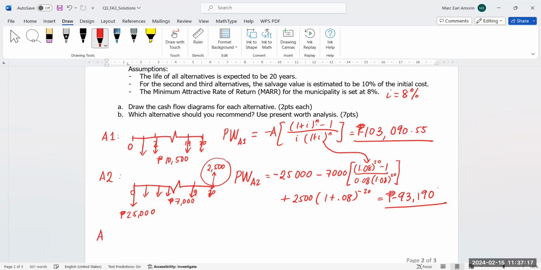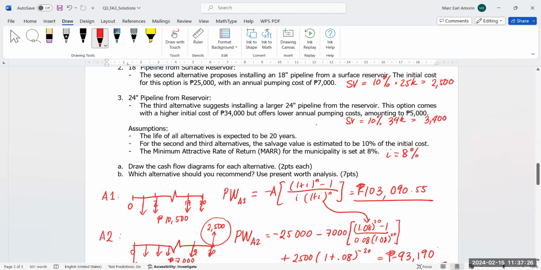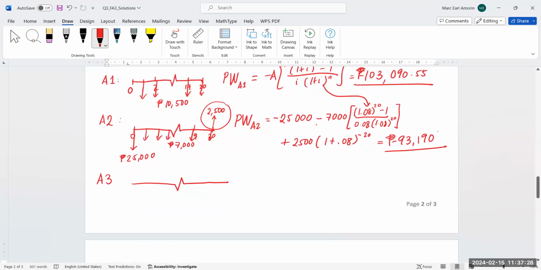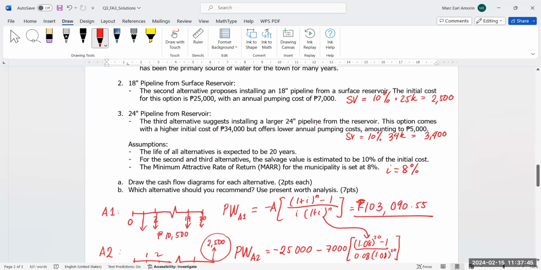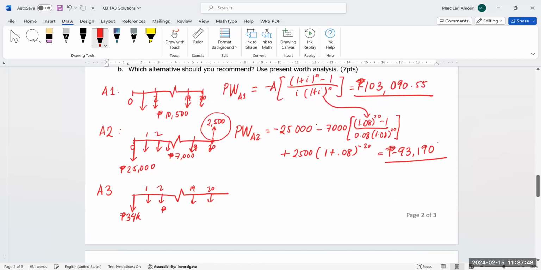And for alternative 3, we draw again the cash flow diagram, but this time the initial cost would be higher, so 34K. However, the annual cost will be lower. So it is lower. This will be 5K instead of 7K earlier. Okay, and the salvage value is of course 3,400. So that's 10% of your initial cost.